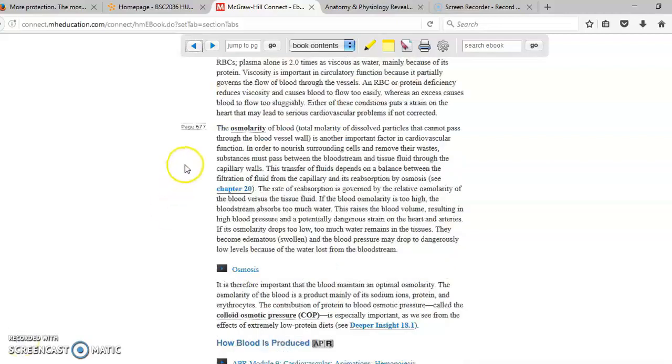Another very important concept regarding the blood is osmolarity. In other words, the amount of dissolved particles that cannot pass through the blood vessel wall. So osmolarity is very important because if the osmolarity is higher inside the blood vessel, then the fluid will tend to go inside the blood vessel, therefore increasing the pressure. And if the pressure increases, obviously the person is going to start having high blood pressure. One very important component in your blood that produces this type of osmolarity inside your blood vessel is protein.